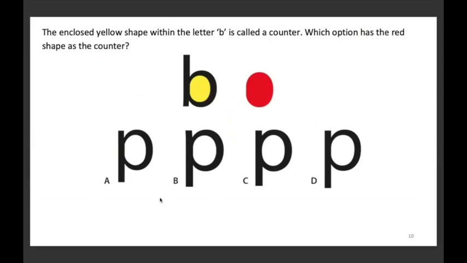The enclosed yellow shape within the letter B is called a counter. Which option has the red shape as the counter? Which of these options has the red shape as the counter?